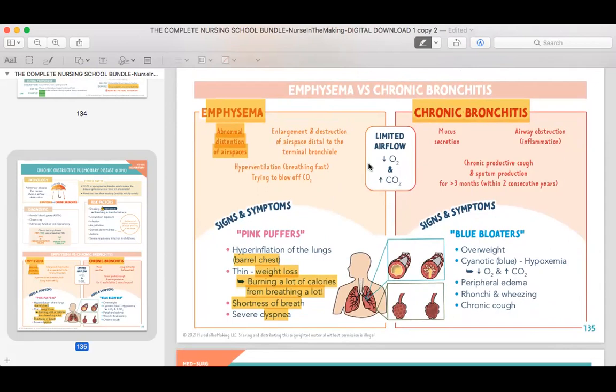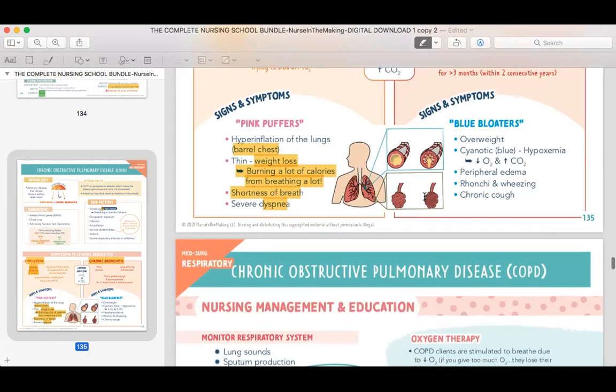Pursed or pierced? I don't know. But you want to make sure you breathe in through your nose and out through your mouth, slowly. And you want to do it prior to walking up the stairs. Save energy.